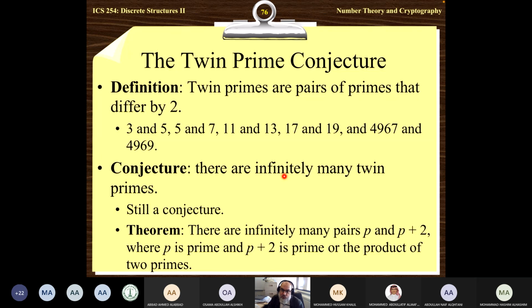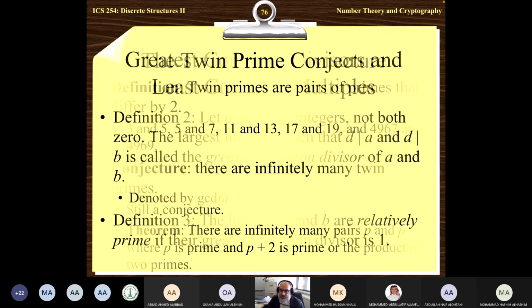Again, what is proven is that there are infinitely many pairs p and p plus 2, where p is a prime and p plus 2 is, just like the previous theorem, either a prime or the product of at most 2 primes. So these are still conjectures.